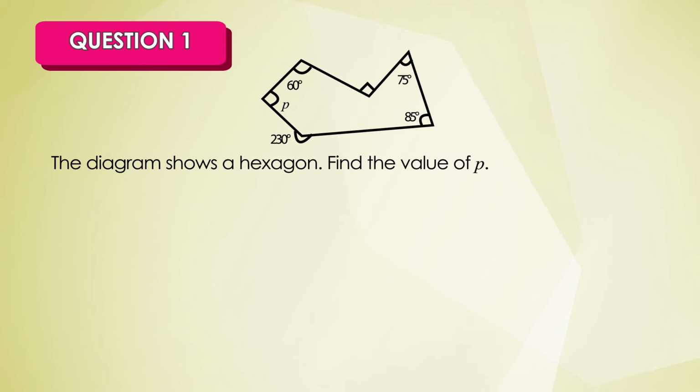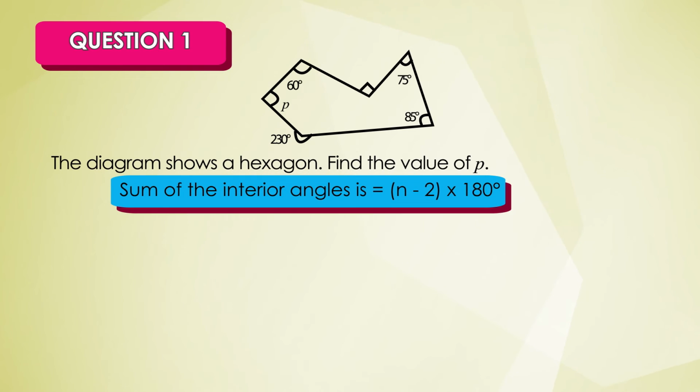First, we need to calculate the sum of the interior angles of the polygon. We can use the formula (n minus 2) times 180 degrees, where n equals 6. So, (6 minus 2) times 180 degrees equals 4 times 180 degrees equals 720 degrees. Since we now know the sum of the interior angles of the polygon, we can find the value of P.